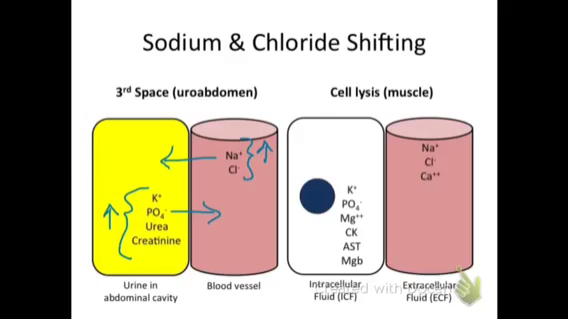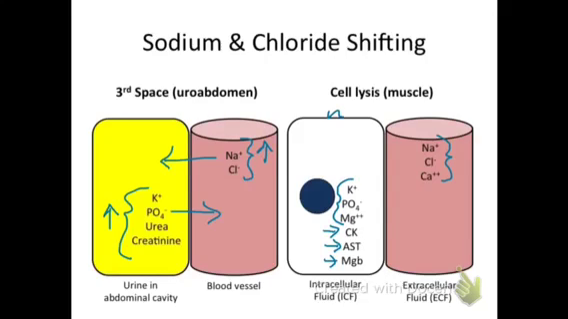The major intracellular ions are potassium, phosphorus, and magnesium. The major extracellular ions are sodium, chloride, and calcium. Muscle cells also have high concentrations of the enzymes creatine kinase, or CK, and aspartate aminotransferase, or AST. Muscle cells also contain myoglobin, which helps the cells to acquire oxygen that they need for aerobic metabolism.